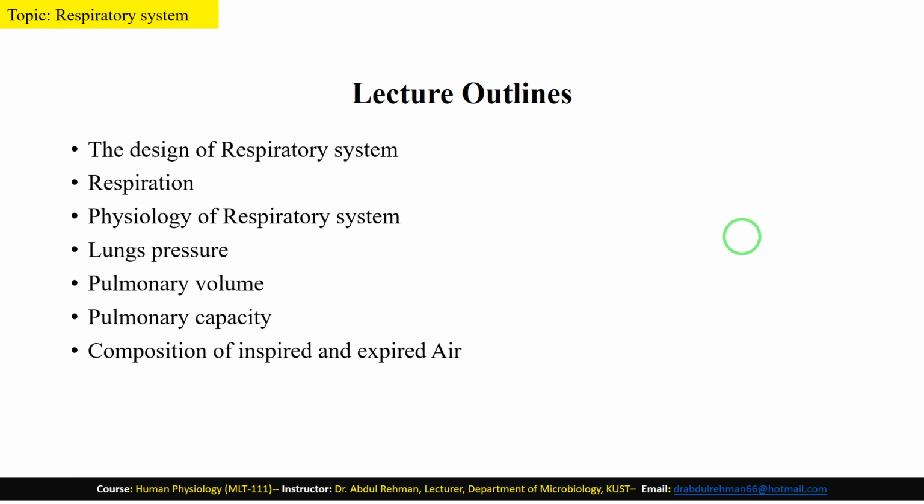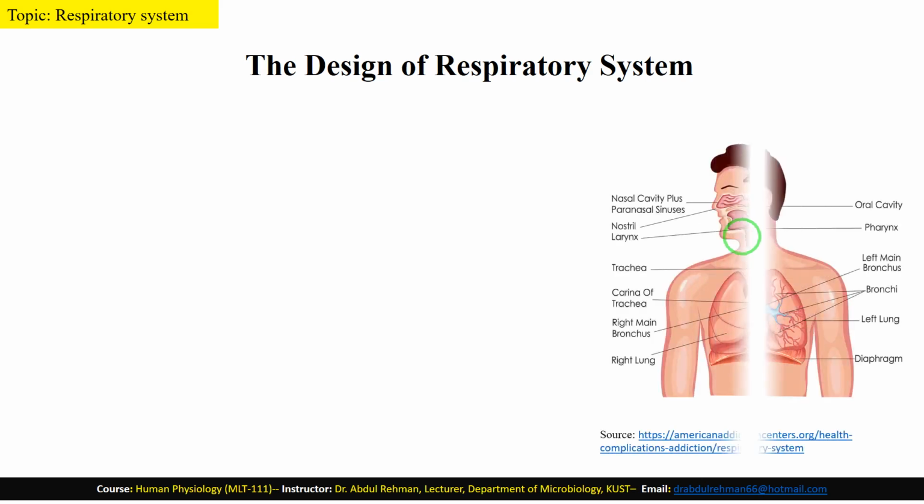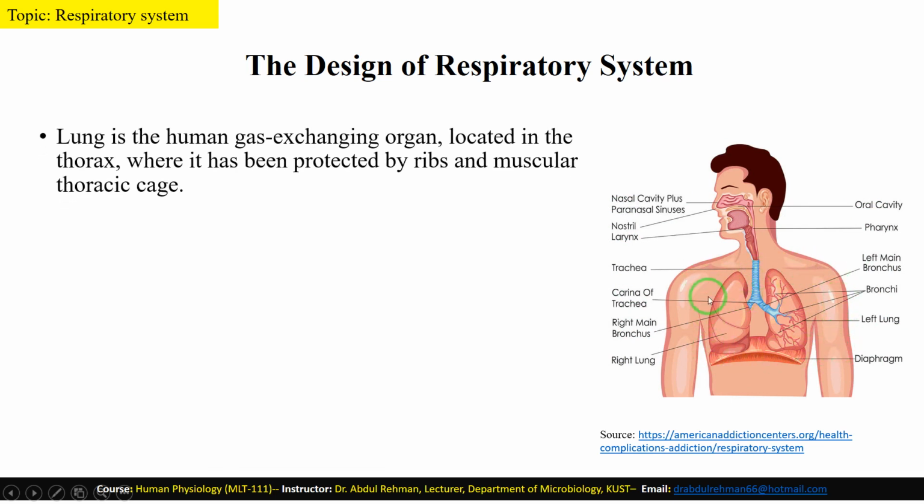Let's start our today's lecture, the design of the respiratory system. This is the complete respiratory system that contains different organs, and these organs work in association to perform the respiration process. The principal organ of the respiratory system is the lung, which is present in the thoracic region, covered by ribs and tissue of the thoracic cage from external stimuli and damage.